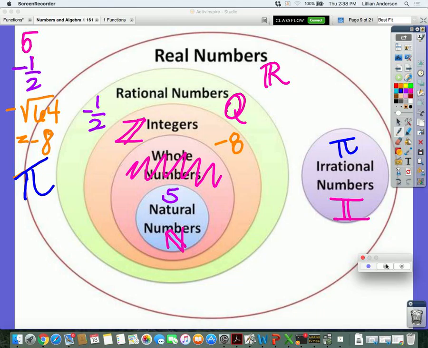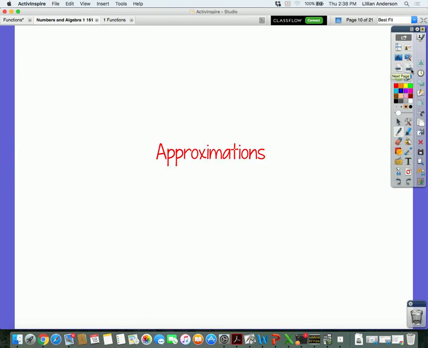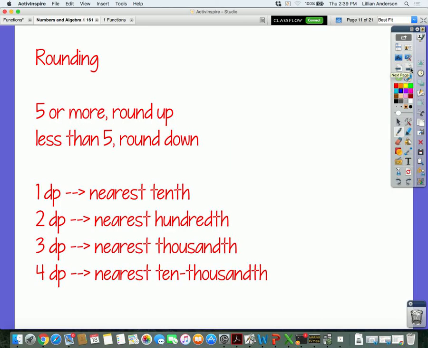Okay? We're going to move forward. We're going to look at approximations. We're going to be dealing with rounding. So, same sheet, same notes, just making a title. We're dealing with approximations, still the same unit, the numbers in algebra. Rounding. No one should have to write this down.